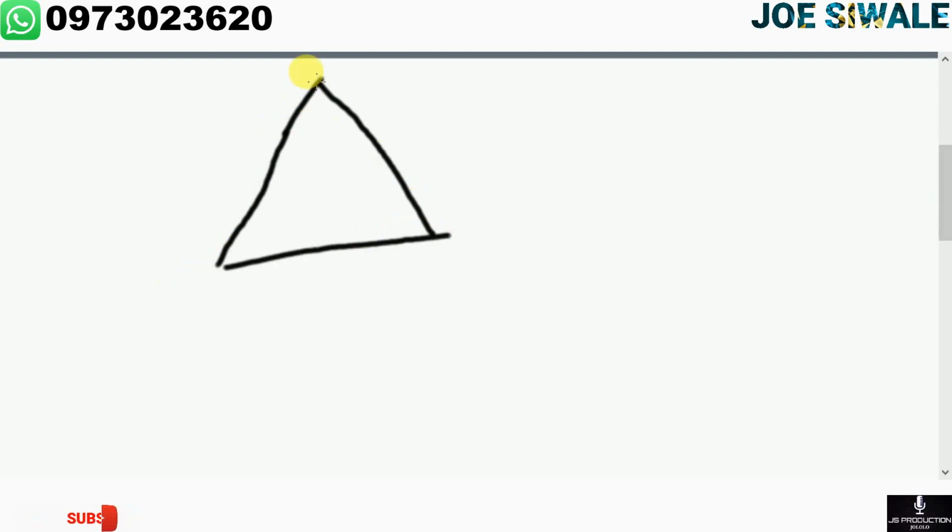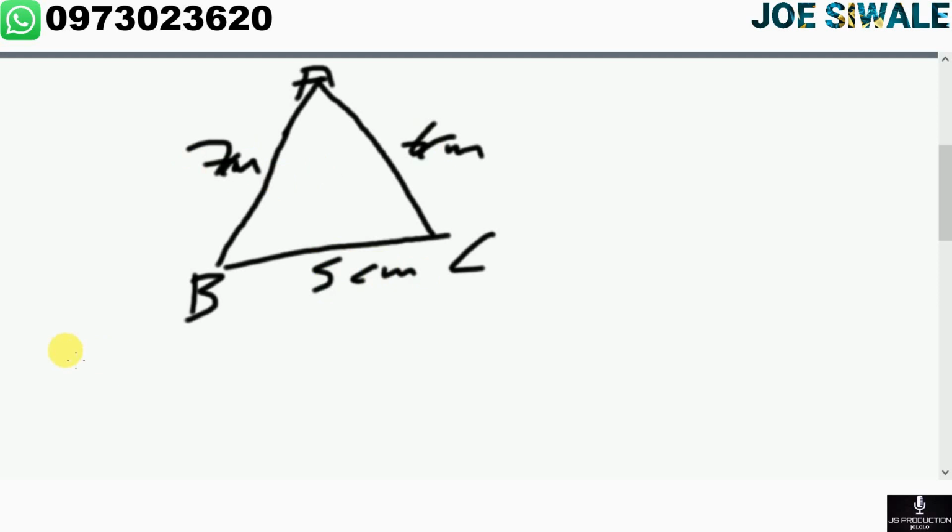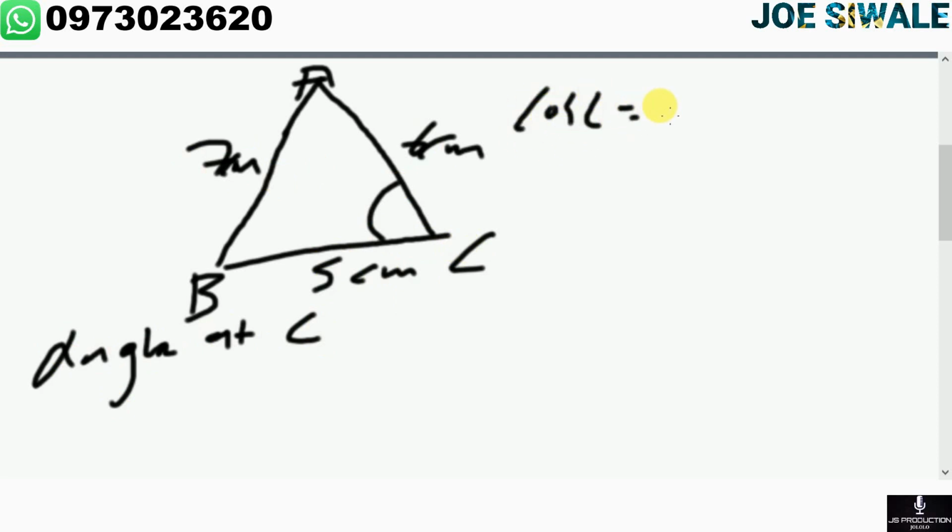I have A here, then I have my B and my C here. Then length AB, I know that this is 7 centimeters, and length AC, that's 6 centimeters. And length BC, that's 5 centimeters. And if I'm told to calculate the angle at point C, so the angle here at point C, this means I need to use that formula that has cos C. So I'll say cos C is equal to a squared plus b squared minus c squared divided by 2ab.